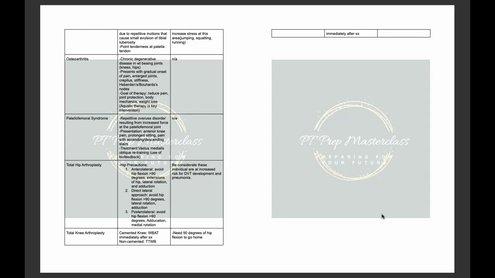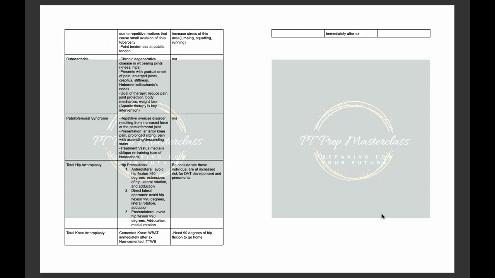For total hip arthroplasty, the big things that you want to take into consideration are the different approaches that you can take, and then also what is contraindicated in terms of movement. So you have an anterior lateral, so you want to avoid hip flexion greater than 90, extension of hip, lateral rotation, and adduction, right? Direct lateral approach, avoid hip flexion greater than 90, lateral rotation, adduction. Posterior lateral, hip flexion greater than 90 degrees, adduction, sorry for the typo, and then medial rotation.